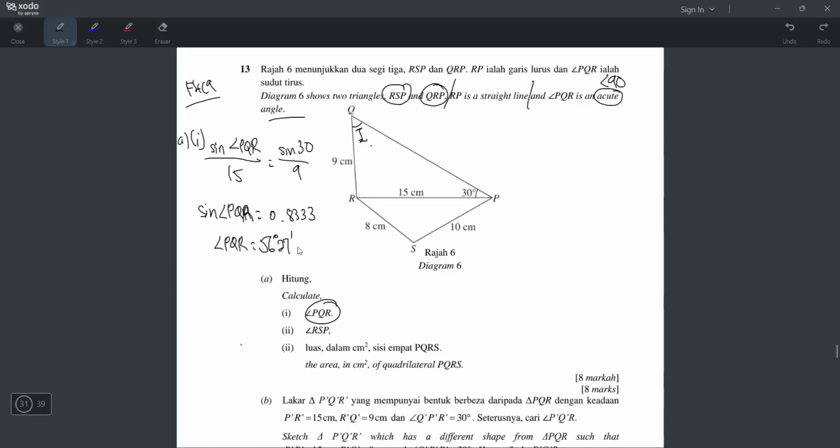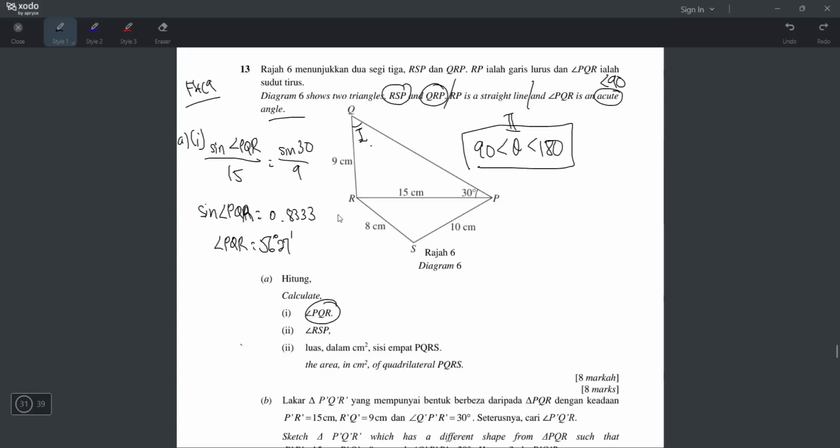Okay, so they want to find angle PQR, right? And they mentioned PQR is an acute angle, less than 90. So if you look at your answer now, your answer is less than 90. So that is the answer. But sometimes, what if your angle is not an acute angle? What if your angle is more than 90? It means an obtuse angle. When the angle is in between 90 and 180, it is quadrant 2, and we call this an obtuse angle.